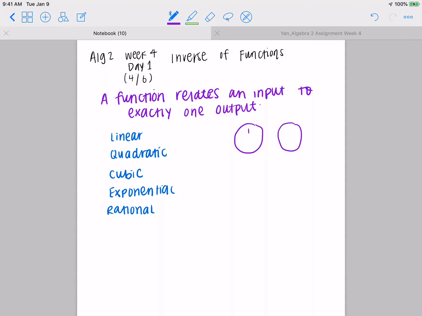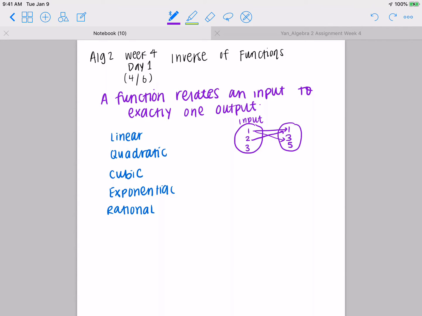the left side, if I have 1, 2, and 3, and on the right 1, 3, 5 or something like that. Whenever we have a 1, we can only map to one item. The 2 can also map to one item. It can map to the same item, but each input, which is the left side, can only map to one thing.